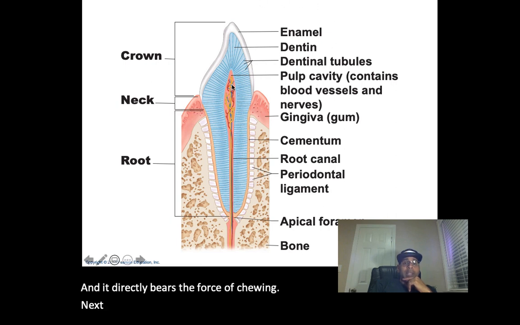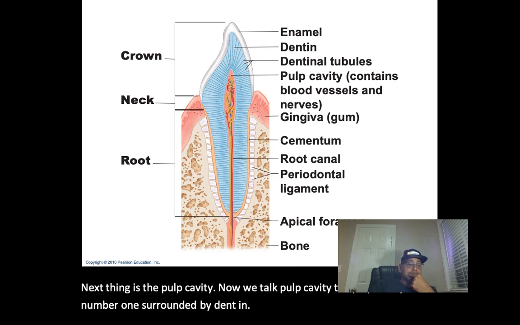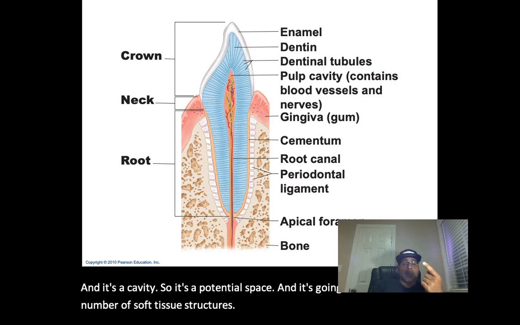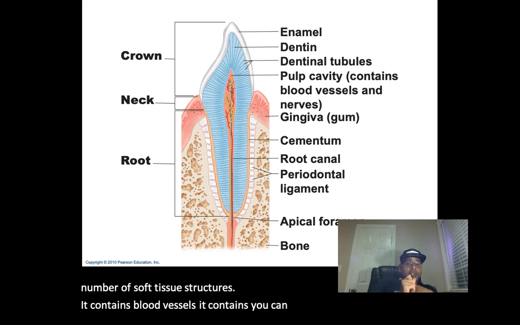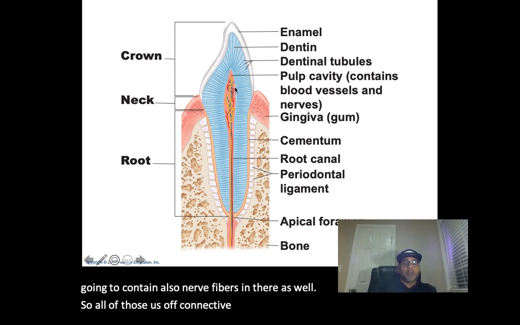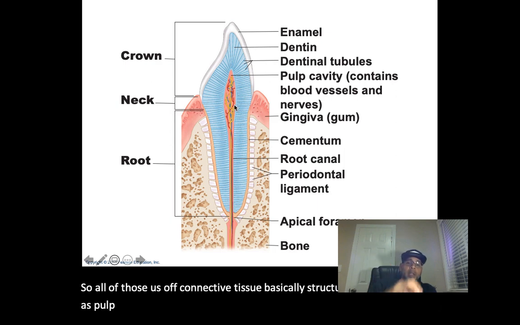Next then is the pulp cavity. Now when we talk pulp cavity, the pulp cavity is, number one, surrounded by dentin. And it's a cavity, so it's a potential space. It's going to contain a number of soft tissue structures. It contains blood vessels, connective tissue, and nerve fibers as well. All of those soft connective tissue structures, we collectively refer to as pulp. So you have that pulp cavity.